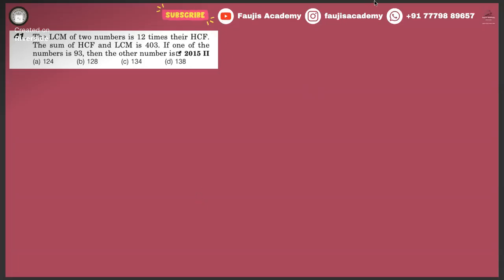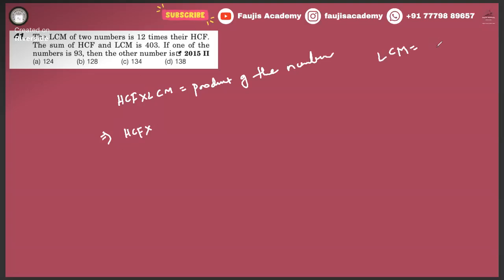Okay, you don't know how to approach. Do you know the concept here? What is the relation between HCF and LCM and their product? The LCM into HCF is equal to the product of the numbers. You are right. What have they given? The LCM of two numbers is 12 times their HCF. So LCM is equal to 12 times the HCF. Now can we write in place of LCM, 12 into HCF?